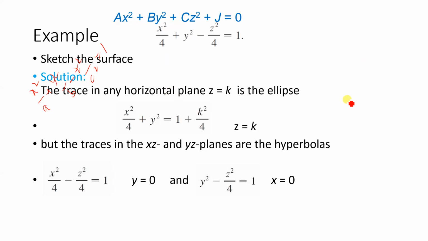This is how the horizontal traces look, whereas the vertical traces are hyperbolas.